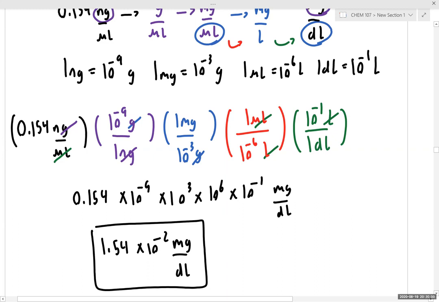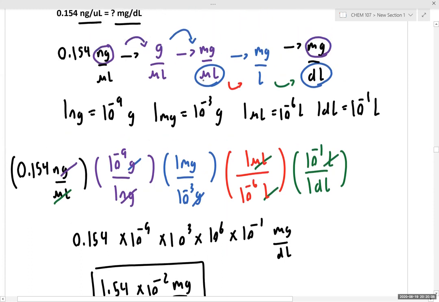So first and foremost, we're going from nanograms to grams to milligrams. The microliters just stay the same in this first step of unit conversions because we aren't actually dealing with the microliter units just yet. So we're going from nanograms to grams using the following conversion factor, and then from grams to milligrams using our second conversion factor in blue. That gives us units of milligrams per microliter. Then we convert our units of microliter to liter and deciliter in our second set of unit conversion factors.